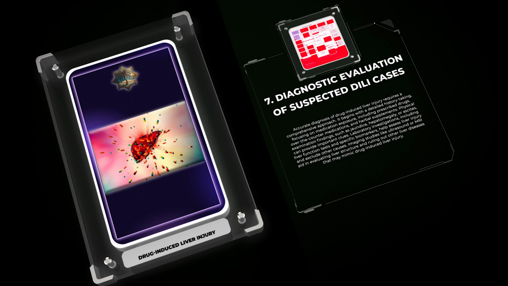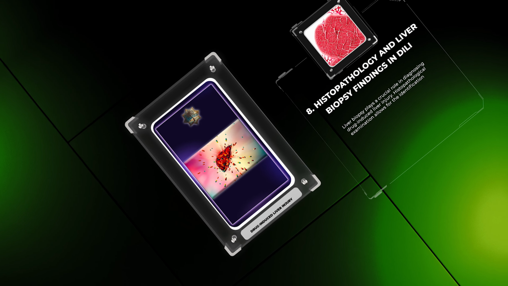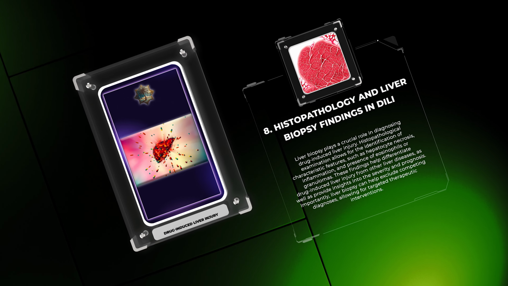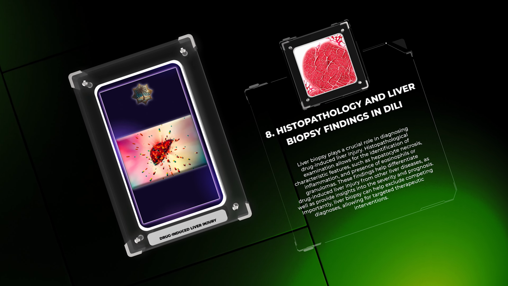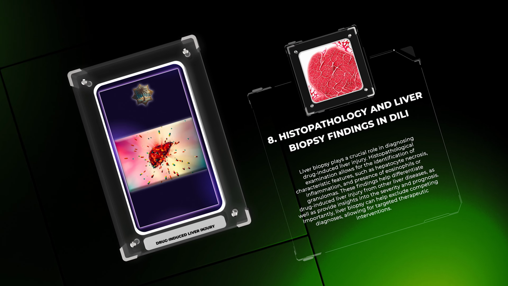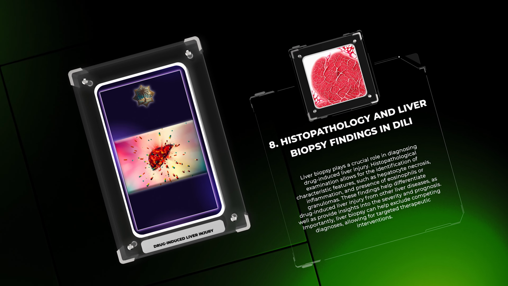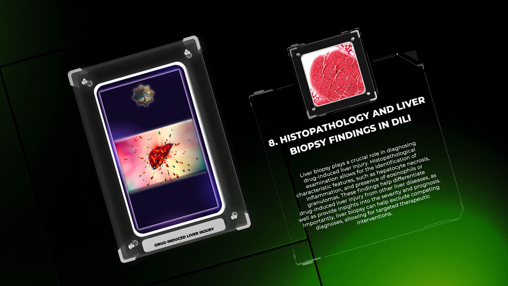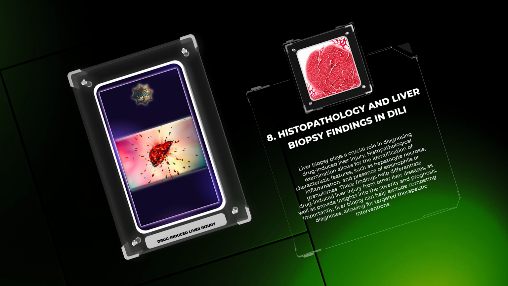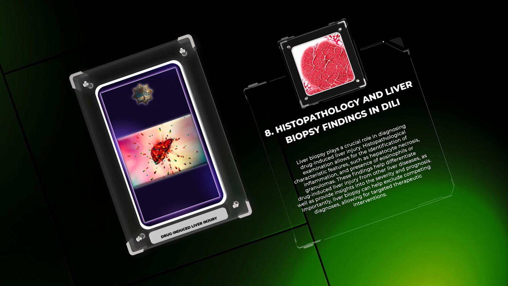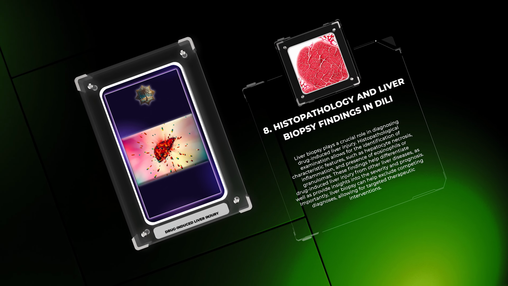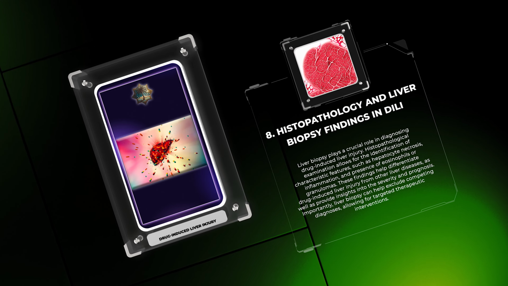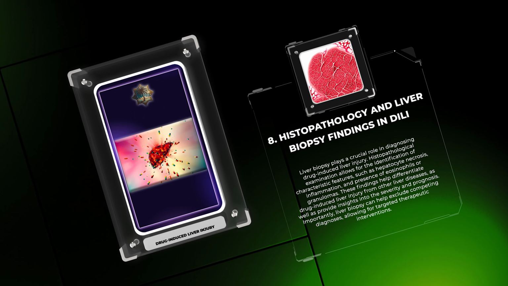Liver biopsy plays a crucial role in diagnosing drug-induced liver injury. Histopathological examination allows for the identification of characteristic features, such as hepatocyte necrosis, inflammation, and presence of eosinophils or granulomas. These findings help differentiate drug-induced liver injury from other liver diseases, as well as provide insights into the severity and prognosis. Importantly, liver biopsy can help exclude competing diagnoses, allowing for targeted therapeutic interventions.